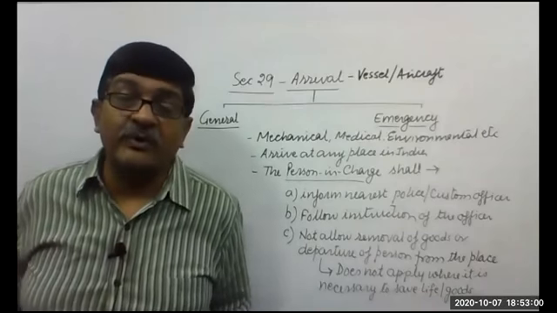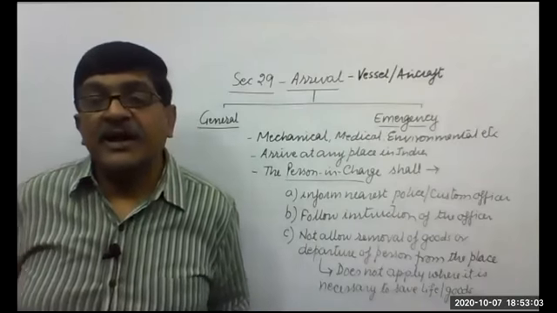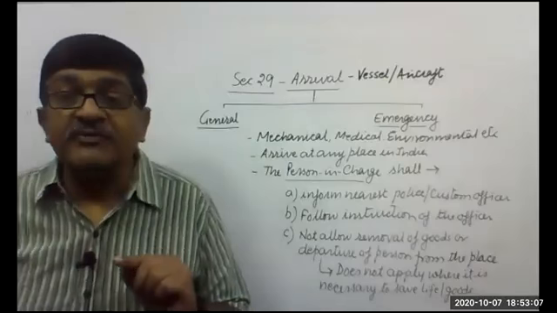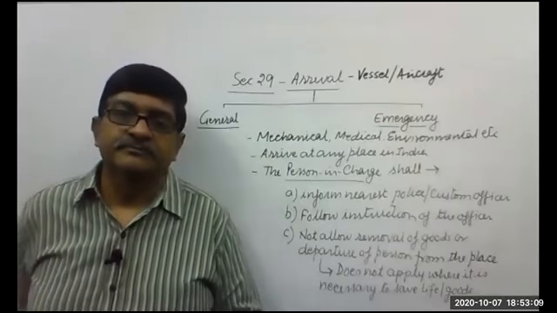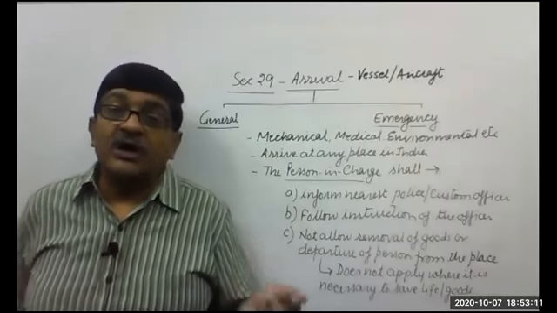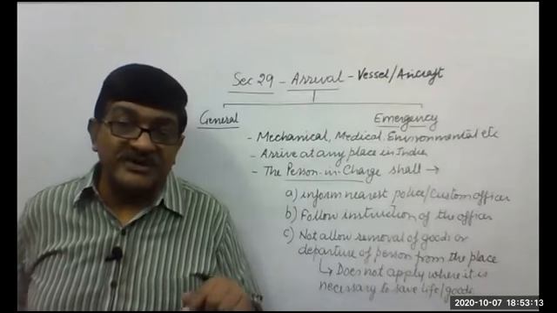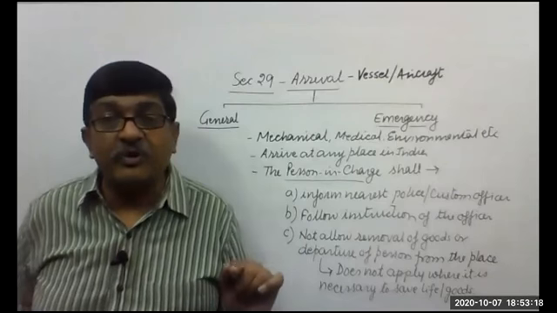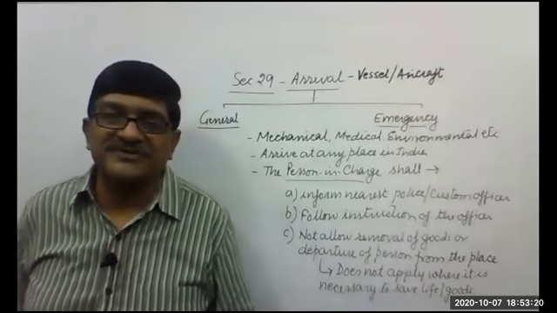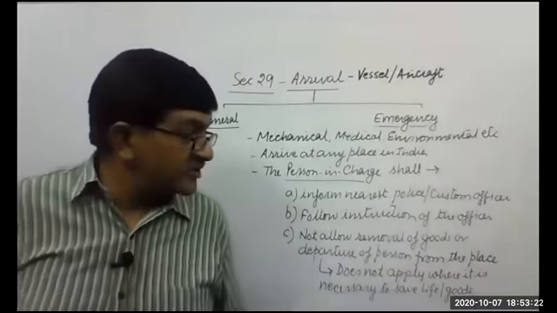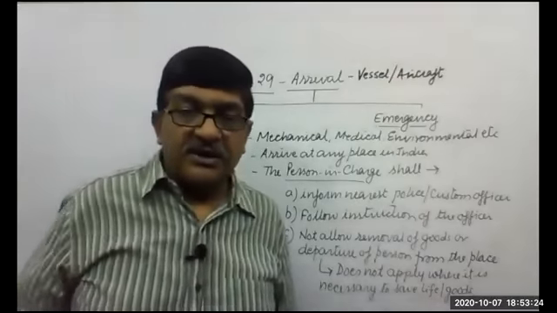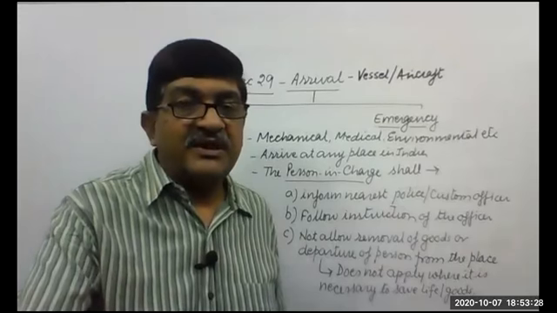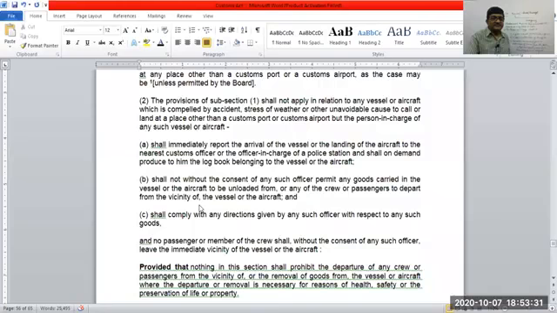Number three, do not allow any person to leave the vicinity and do not allow the removal of any of the goods. But the condition of that removal of goods or allowing a person to leave that vicinity of the place will not be applicable when it is necessary for safety of the life or for protection of the goods. Okay, so this is section 29. Now we can read the entire section 29 and then this will become more clearer to you.